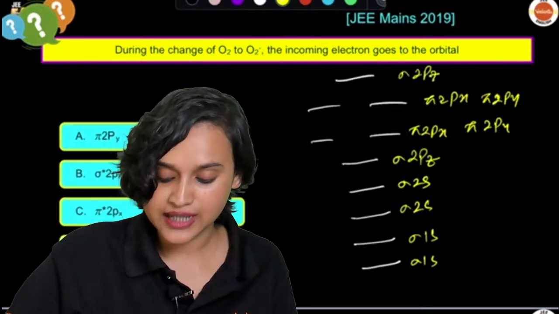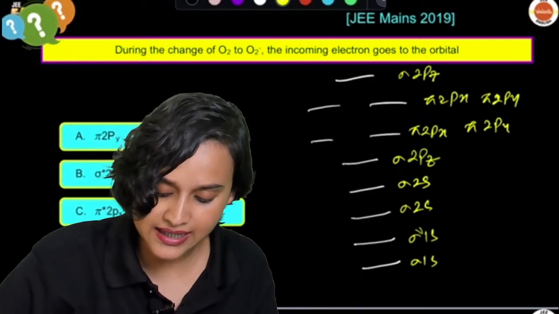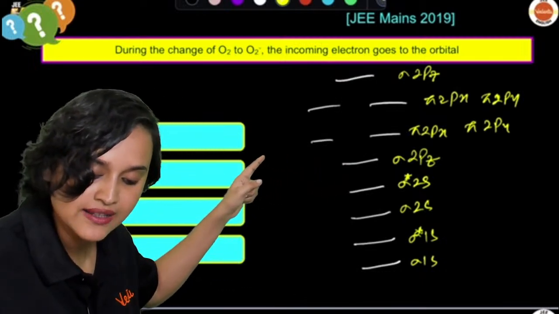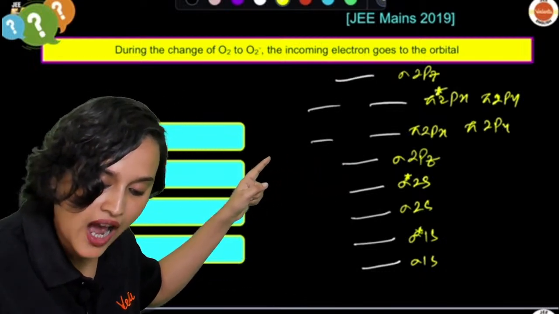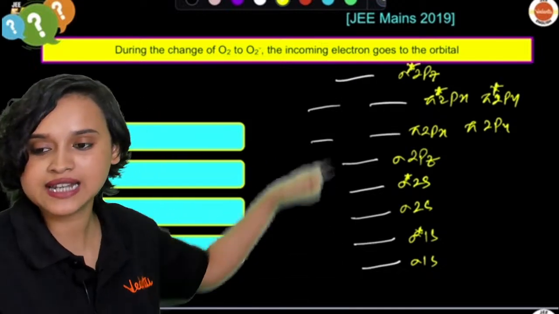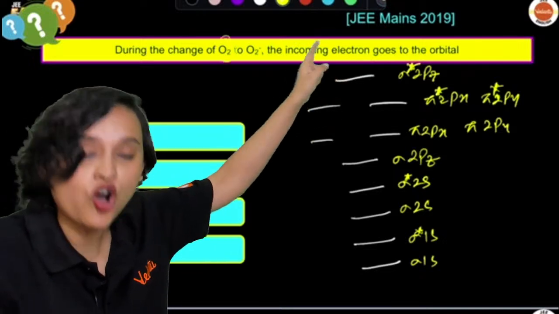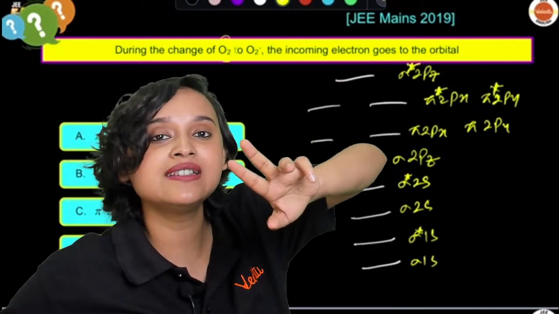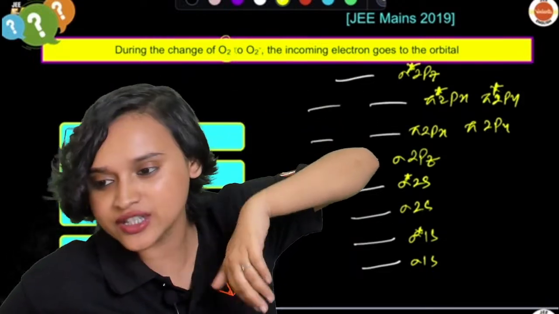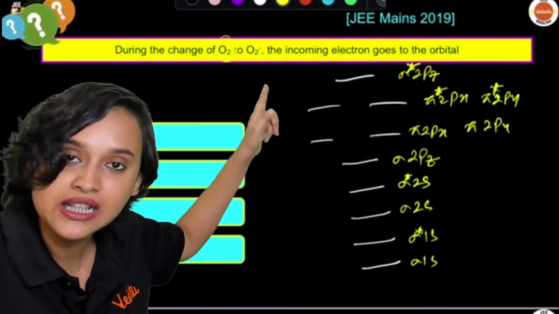Now what you have to do is, whatever I have written on the top, make that a star. Sigma star 1s, sigma star 2s, pi star 2px, pi star 2py, sigma star 2pz. Do you understand this? Do you see what I have done? Now, for oxygen, oxygen will have how many electrons, guys? Oxygen will have 8 plus 8, 16 electrons, isn't it? So 16 electrons, everybody, have a look here.